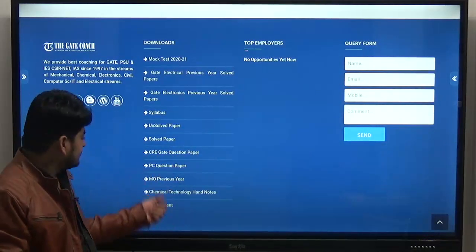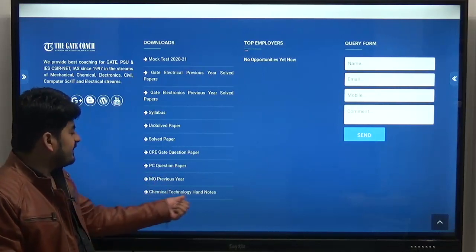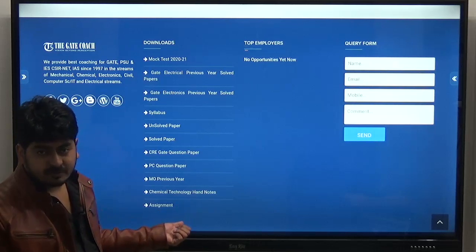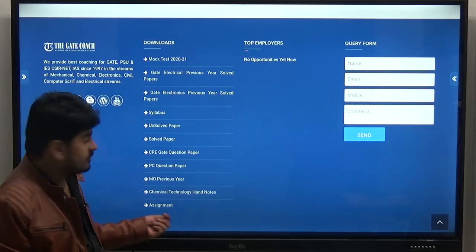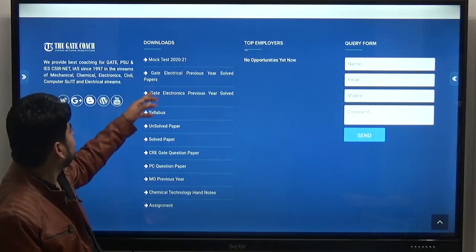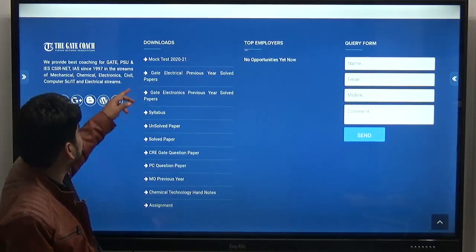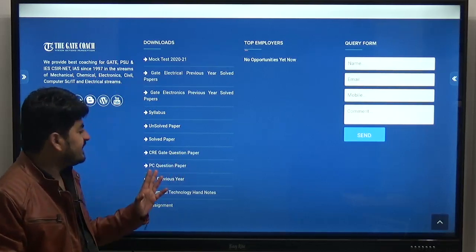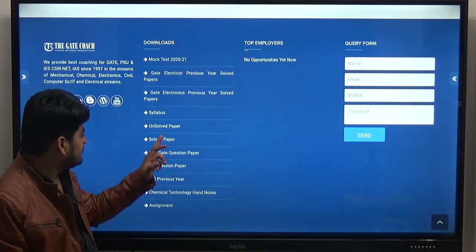Process calculation, mechanical operation, chemical technology hand notes. Obviously these are our coaching hand notes which you can use for revising the chemical technology part. Mock tests. Just download this CRE GATE question paper from here.